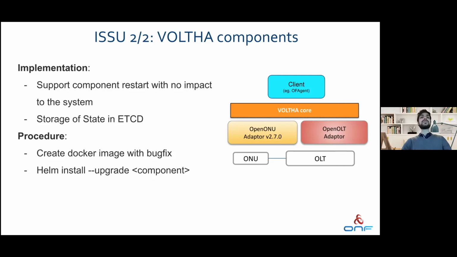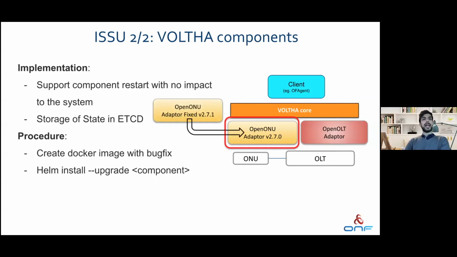The procedure is very simple. You have the OpenONU adapter, let's take that one, that has a bug. Version is 2.7.0. You create a new Docker image with the bug fix 2.7.1, and you just call Helm upgrade of the component. And at that point, Helm automatically deploys on Kubernetes a new pod with the new version of the adapter. And when that is done, it takes down the old one.